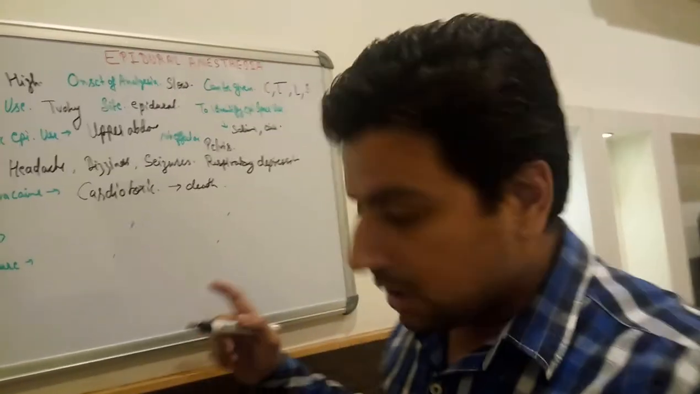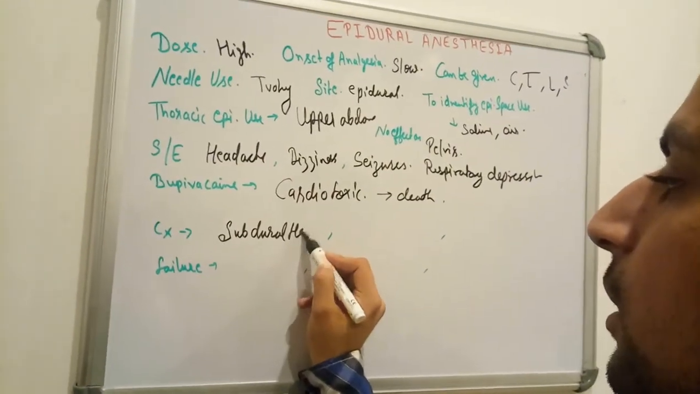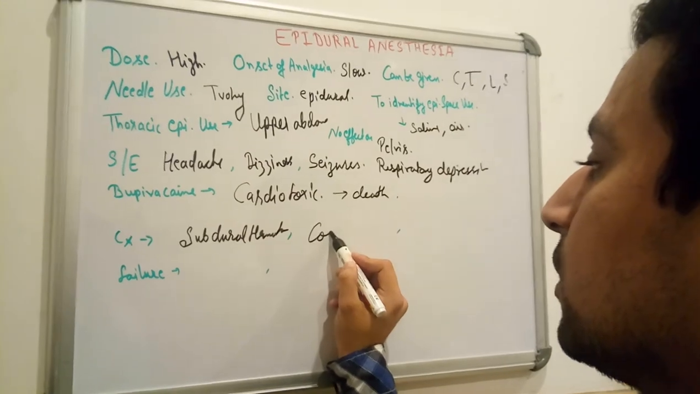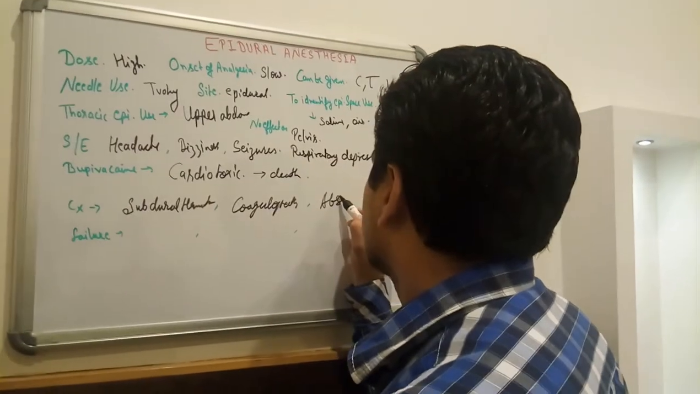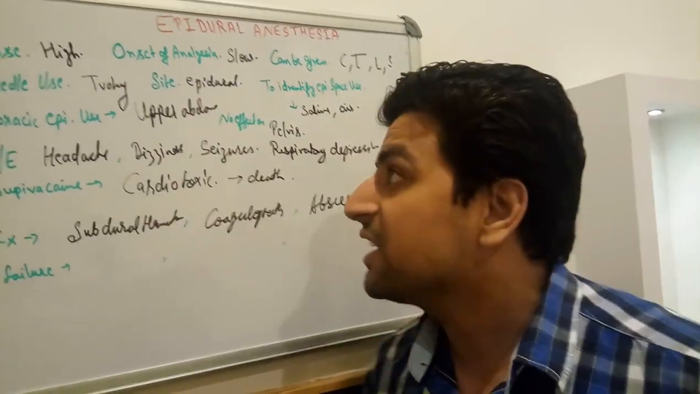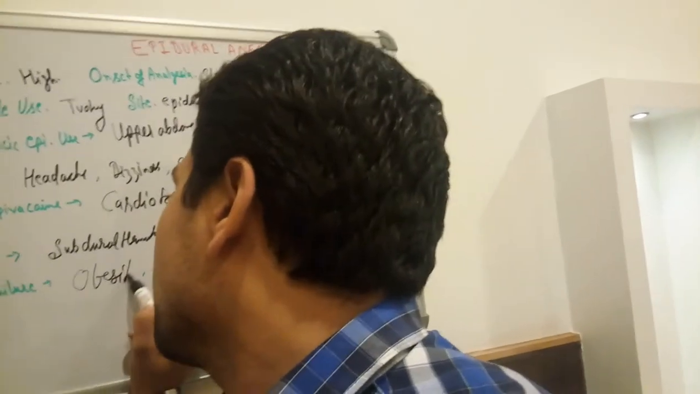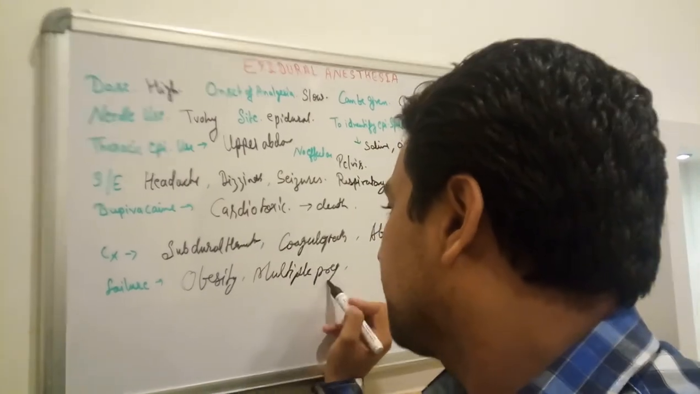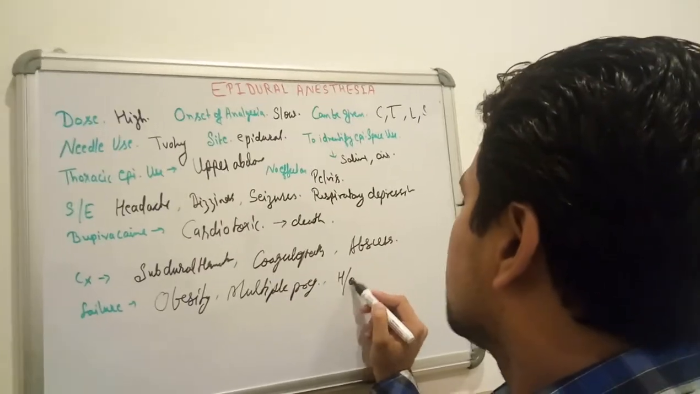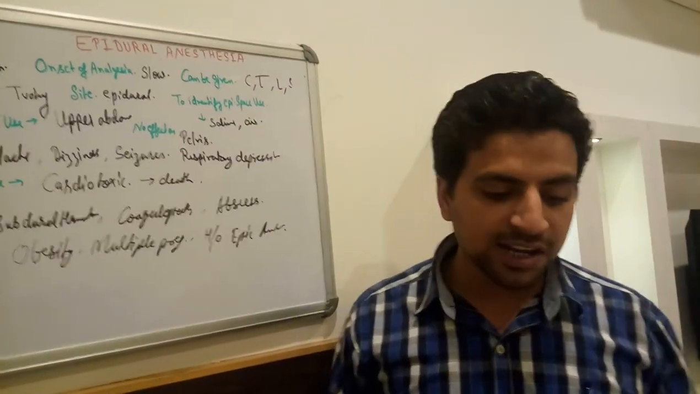And complications like subdural hematoma, why? Hematoma from wrongly injecting the injection, coagulopathy. It is contraindicated in coagulopathy. Central venous thrombosis, abscess. But in case of failure, when we know the epidural anesthesia fails: failure in case of obesity, when a patient is obese, multiple pregnancy, and history of epidural analgesia failure, past history of epidural anesthesia failure.